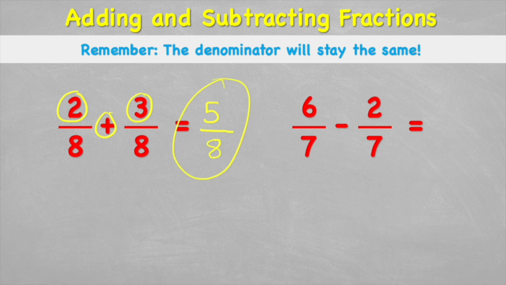Let's have a look at the next one. We have 6/7 minus 2/7. So I know my answer is going to be in 7ths. And then I can just do 6 minus 2 equals 4. 6/7 subtract 2/7 equals 4/7.